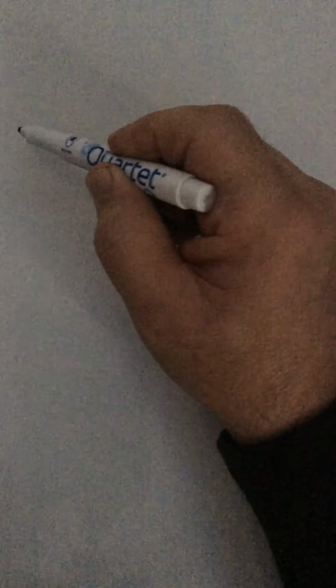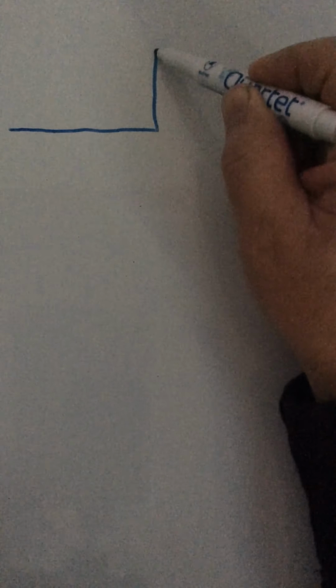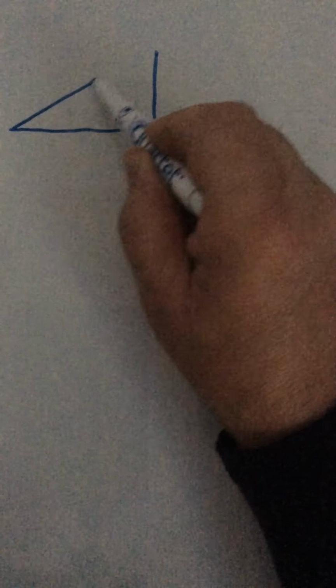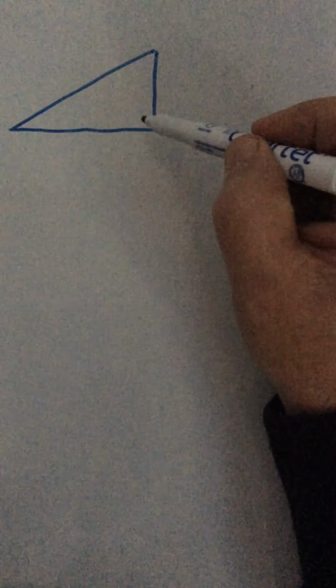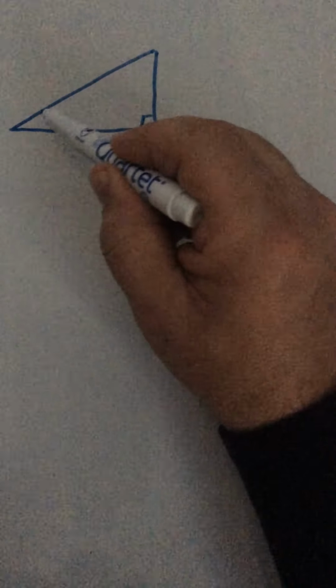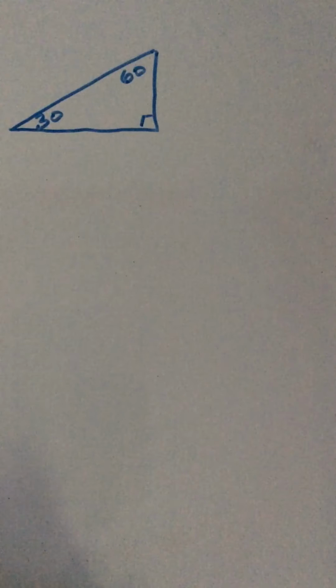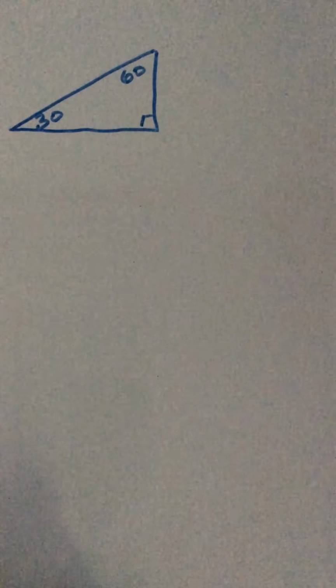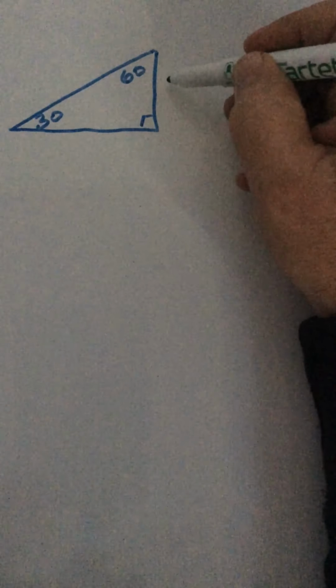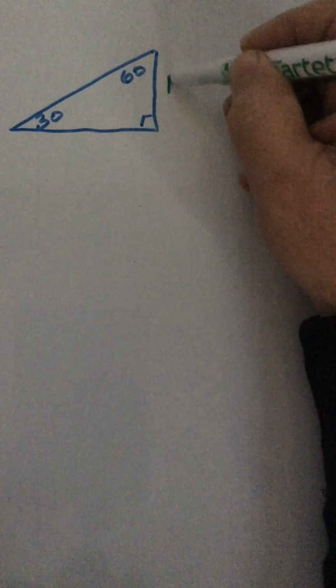Okay, in this short video, we're going to review a 30, 60, 90 triangle, which you talked about in geometry. So let's make that my 30 degrees, that my 60 degrees. If you remember from geometry, we call it a root triangle or a parent triangle.